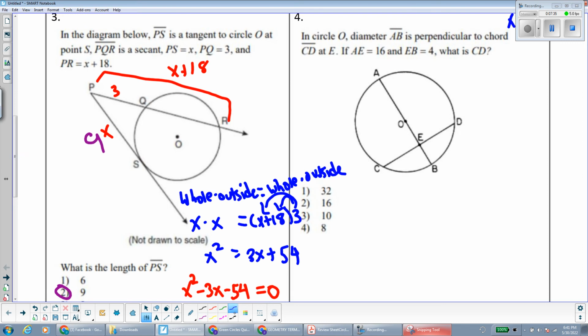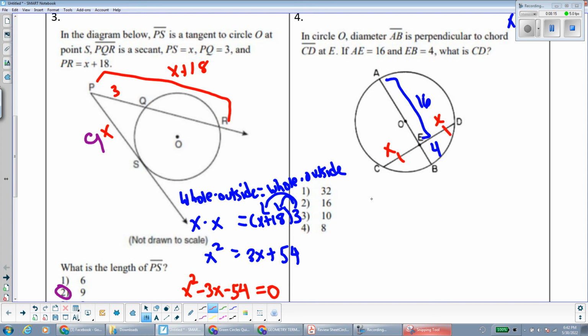In number 4, we are told that AE is 16, EB is 4, and we are looking for CD. So in the question, they give us the key. Diameter AB is perpendicular to chord CD. When we have a diameter that is perpendicular to a chord, we know that it bisects that chord. So I can represent each part of the chord as the same thing. Since I don't know what each part is, I'll represent it as x. I do know that the chord is being bisected. That's why I'm able to do that, because we have a diameter perpendicular to a chord. It means it bisects it.